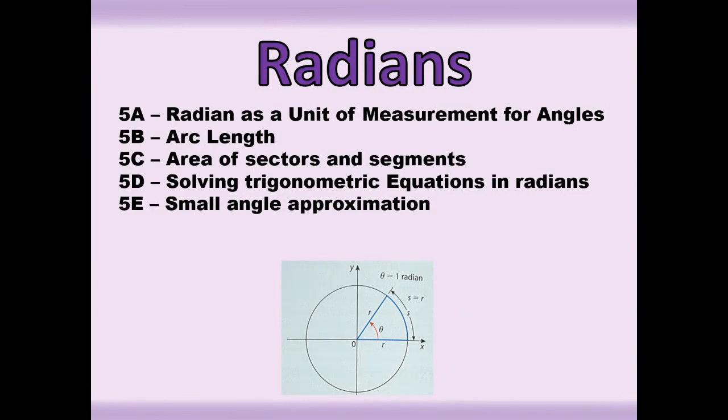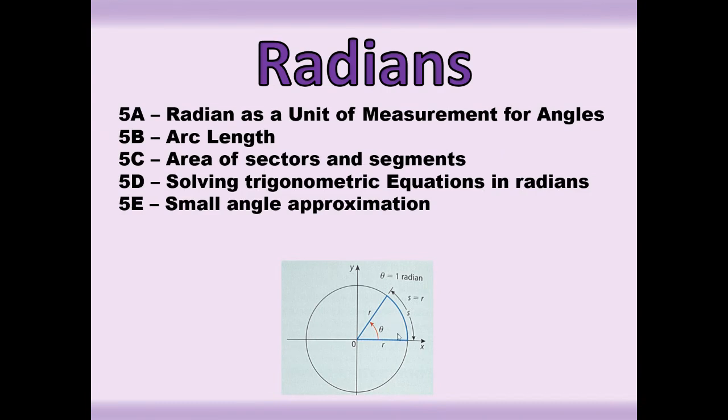And in this unit, we'll be looking at radians. First of all, we'll dig into the definition of radians and why and how it is used as a unit of measurement for angles. Then we're going to look at arc lengths, area of sectors and segments, solving trigonometric equations in radians, and finally we'll look at small angle approximations. Alright, so let's get to it.